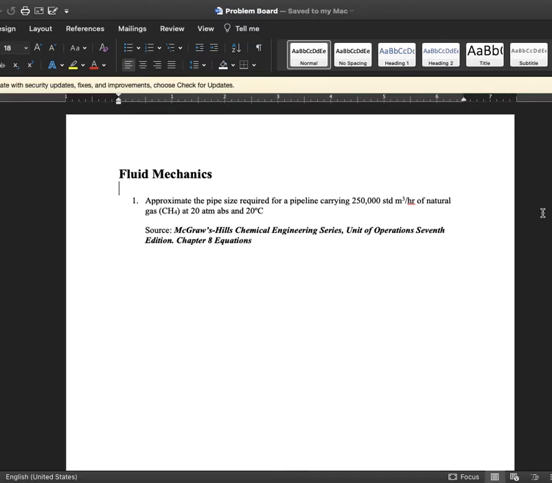So the equations we're going to use to solve this problem come from McGraw-Hill's Chemical Engineering Series, Unit Operations, 7th edition, Chapter 8, the equations in Chapter 8. All right.